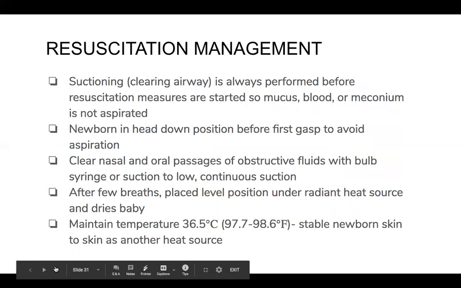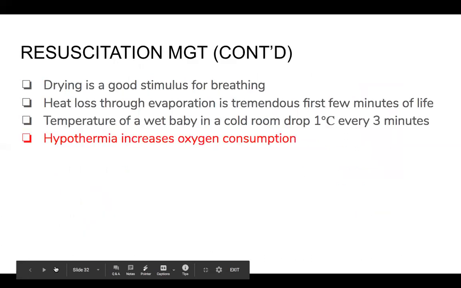Suctioning the airway, making sure that you're clearing all of the passages. Maintaining a good temperature, so you want to maintain between 97.7 and 98.6. Making sure you're drying the baby really good. That is going to stimulate for breathing. Remember, heat loss is rapid, so really be careful. Any wet, cold environment is going to decrease the baby's temperature quickly.